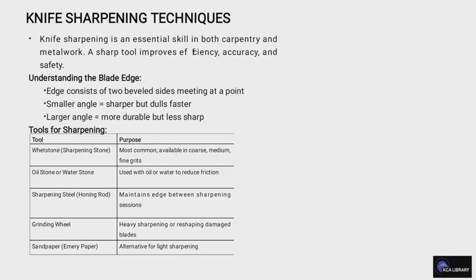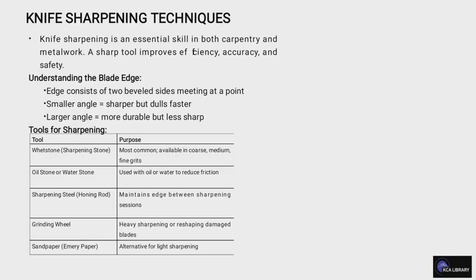Now, understanding the blade edge. The edge consists of two beveled sides meeting at a point. The smaller the angle, the sharper the edge, but it dulls faster. The larger angle is more durable because it is less sharp. That's about the blade edge.